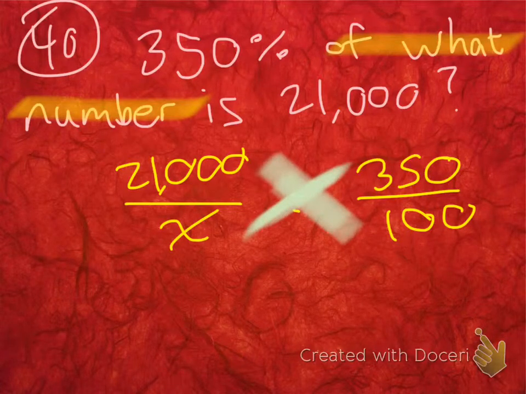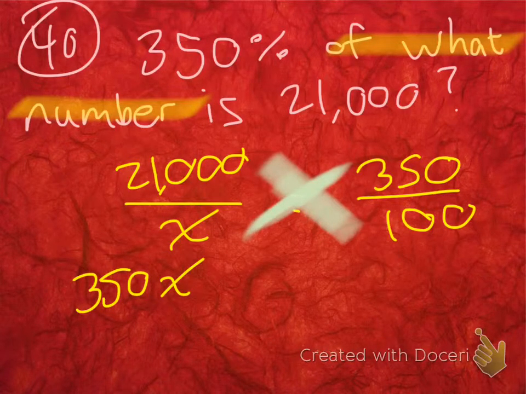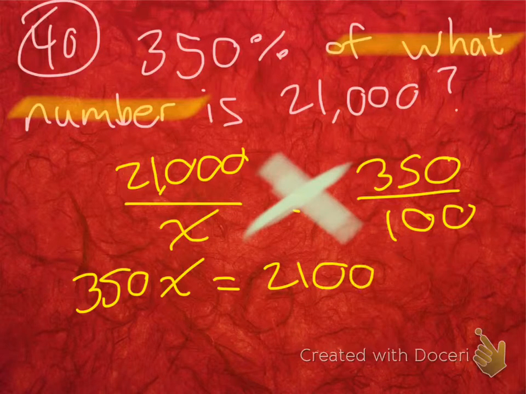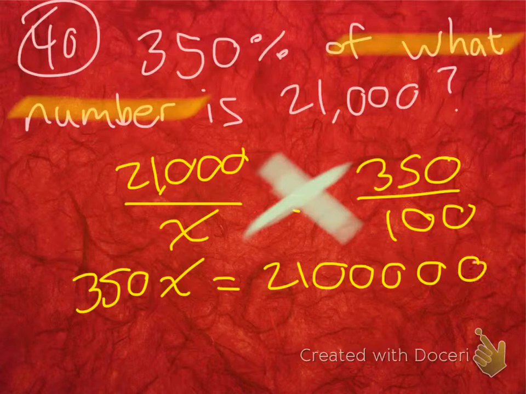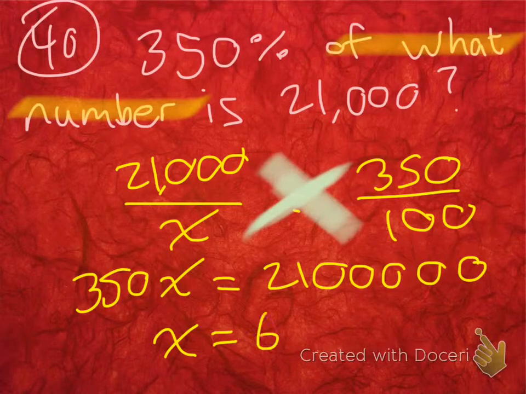Right? We're going to cross multiply, and we're going to get 350x equals 21,000 times 100. You just add 2 zeros, so it's 21,000, and then add 2 zeros, so that's 2.1 million. And we get 2.1 million divided by 350, which is about, oh, actually it's exact, check that out, 6,000.